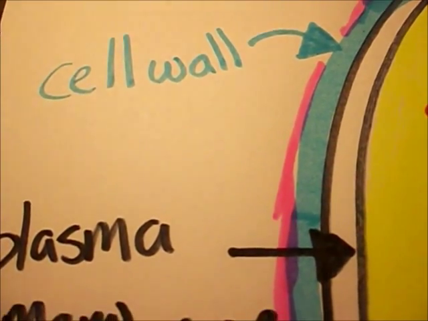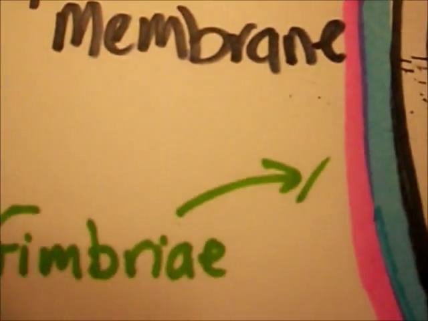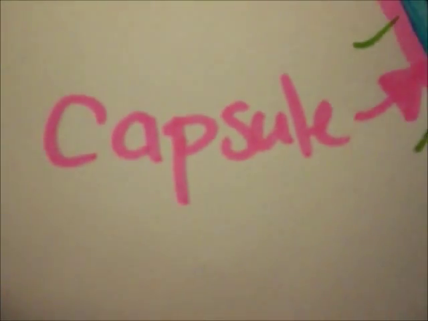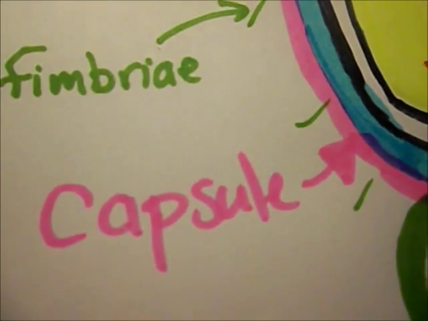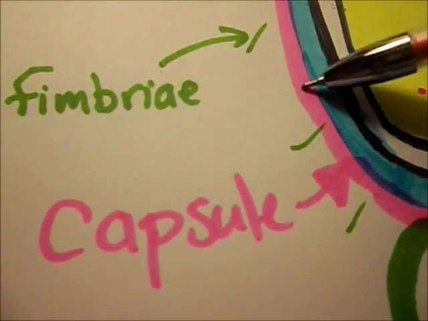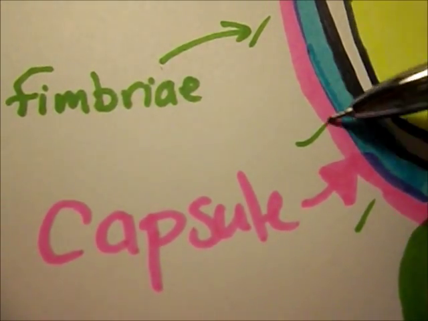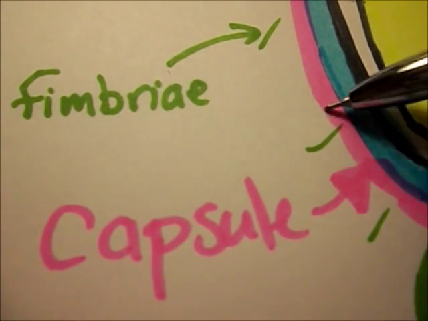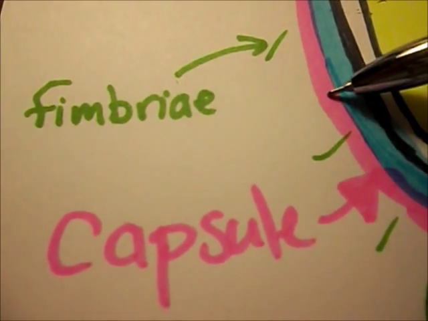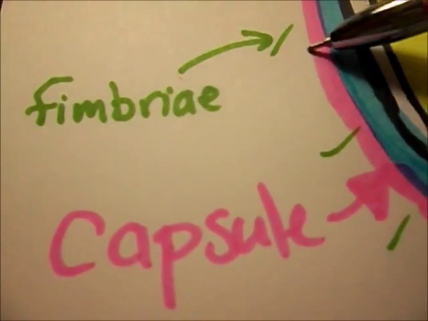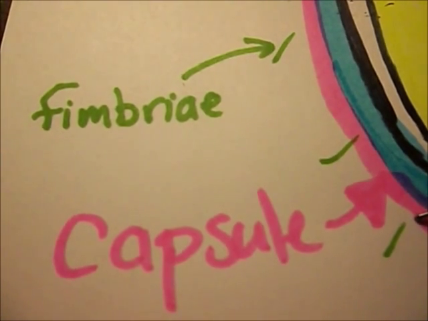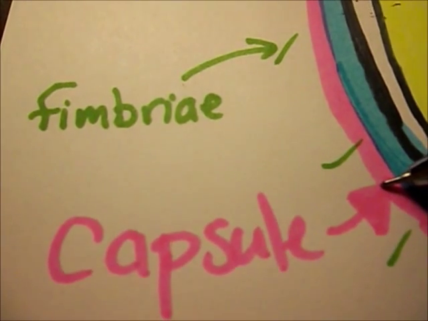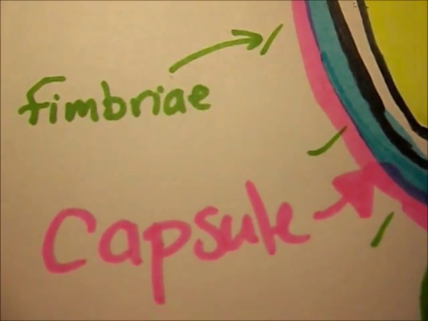All right. Now, with that said, let's move to some of these other exterior features. You can see in pink what I call the capsule. Not every prokaryote has one of these. Some of them do, some of them don't. But basically what it is is like a jelly-like coating around the exterior of the cell. It's sort of another protective layer to have around the cell.